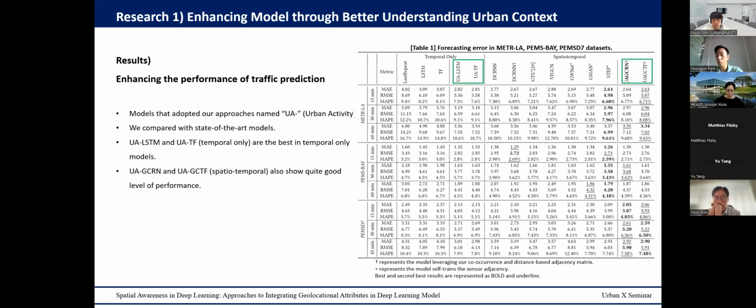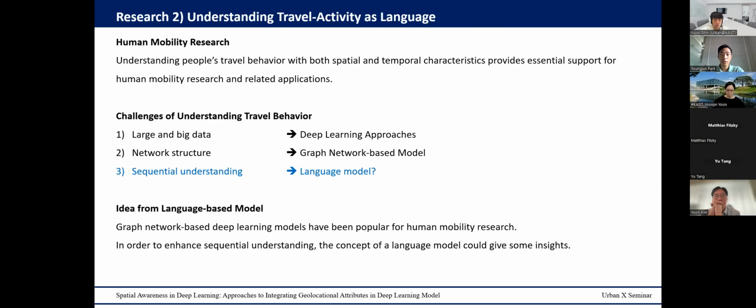So we are still working on improving path generation, sensor adjacency metrics, and embedding more information around the sensor locations. And the other research was presented at last month's conference, ACSP. It is related to human mobility research.